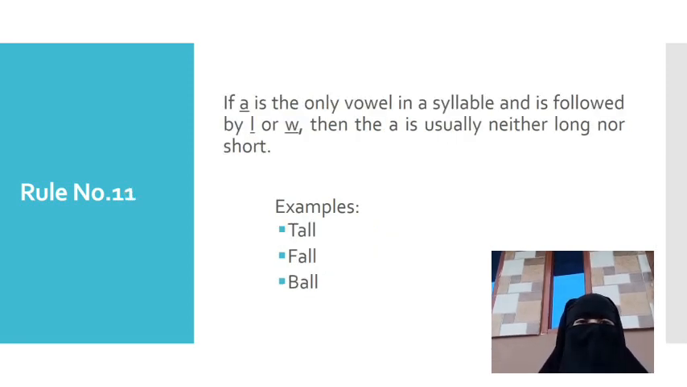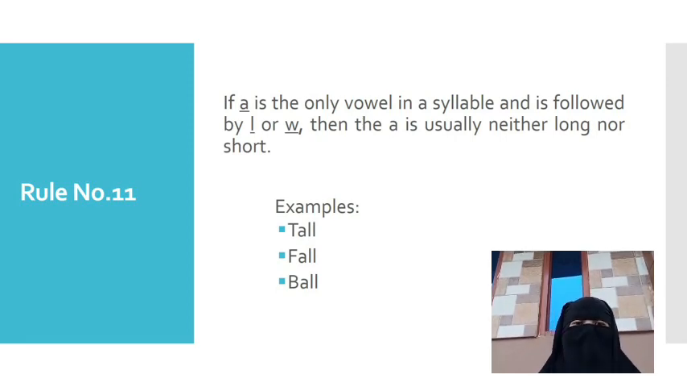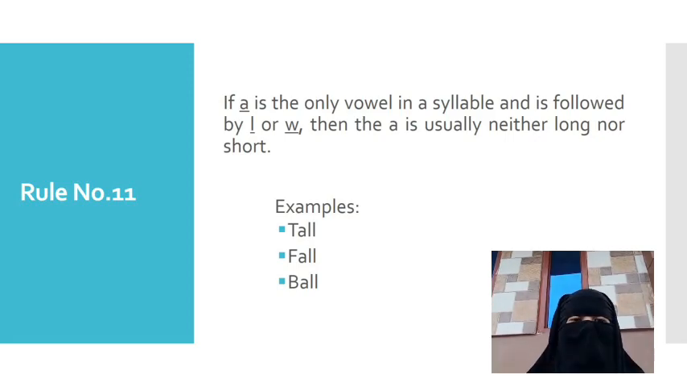And for the last rule, which is rule number 11: if A is the only vowel in a syllable and is followed by L or W, then the A is usually neither long nor short. For example, tall, ball. The vowel is pronounced here as neither long nor short. It is pronounced at an average level. Other examples are wall and law.